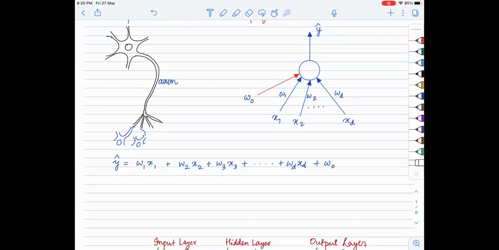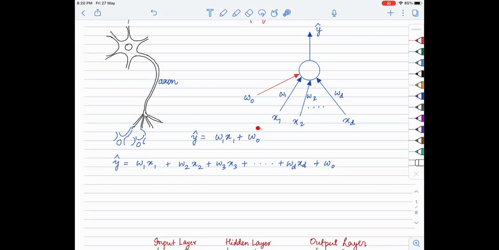Okay, let's just see this computation for d equals 1. When you have only x1 and w1, y hat would be w1 x1 plus w naught. That's it.